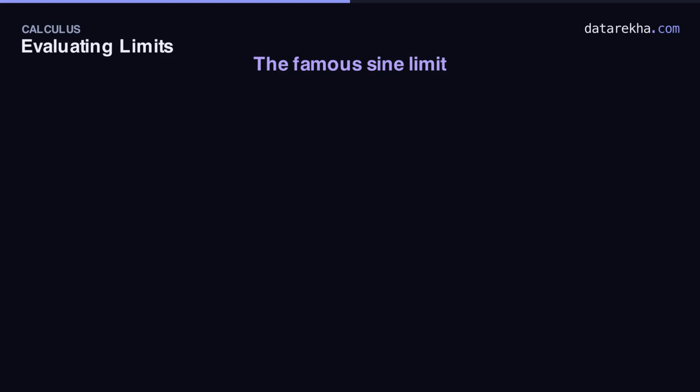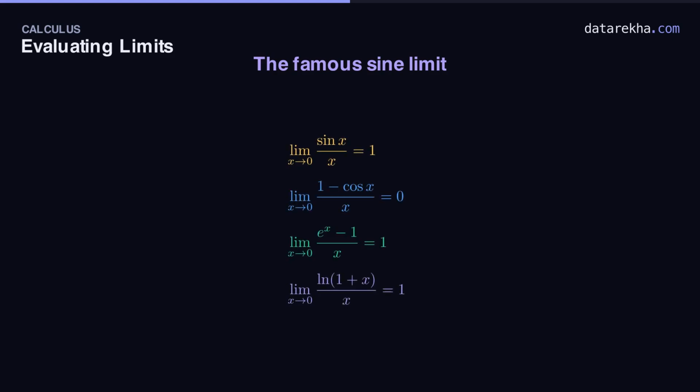Proven. That one limit brings a whole family of standard results with it, worth committing to memory, each one taking 0 over 0 to a clean number. Every angle in radians. Sin x over x, e to the x minus 1 over x, and the log limit all go to 1. 1 minus cosine x over x goes to 0, and 1 plus 1 over n to the n climbs to e. Meet these often enough, and they become instinct.